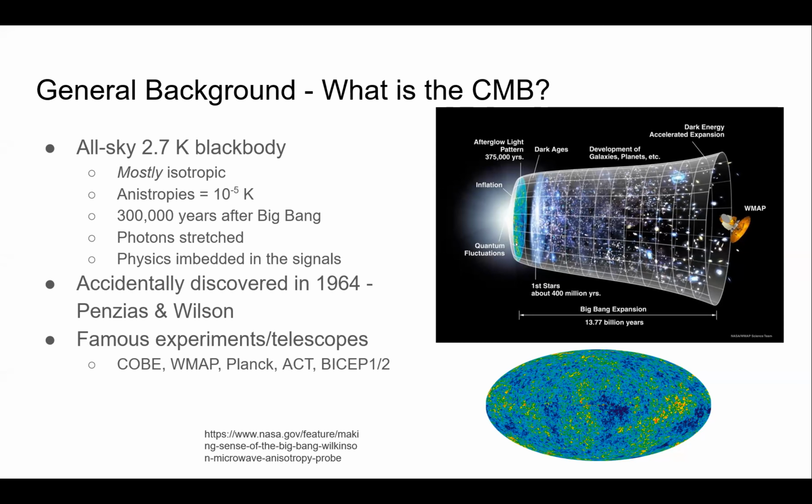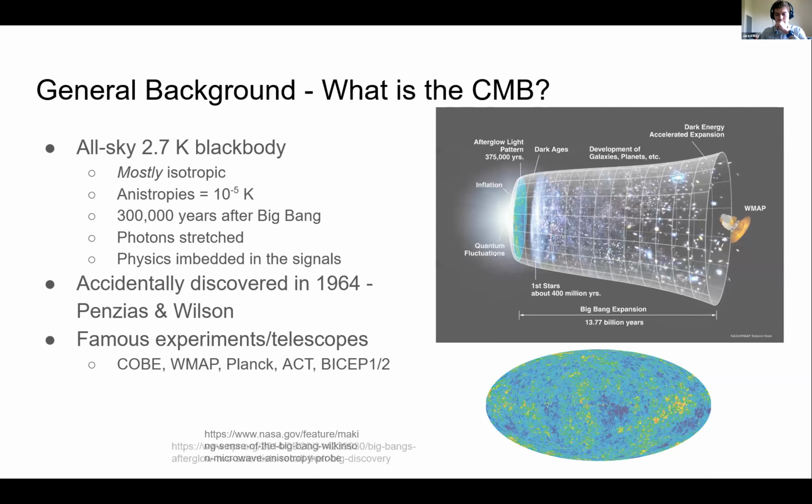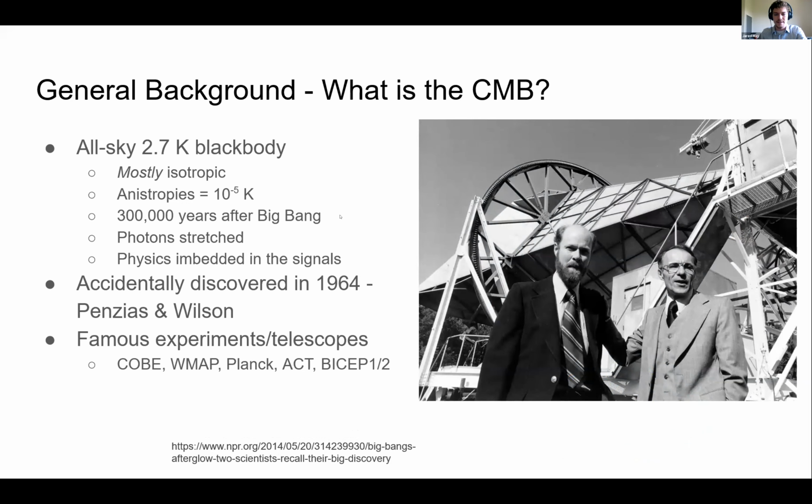The signal itself comes from roughly 300,000 years after the Big Bang, when the universe became transparent enough for photons to travel through relatively uninhibited. And since then, the photons have been stretched out into the microwave regime, hence the cosmic microwave background. And there's a lot of physics embedded in these signals and their polarizations. So there's information about the universe's structure, the geometry, dark matter, dark energy, neutrinos, the reionization epoch, and so much more. But this signal was accidentally discovered in 1964.